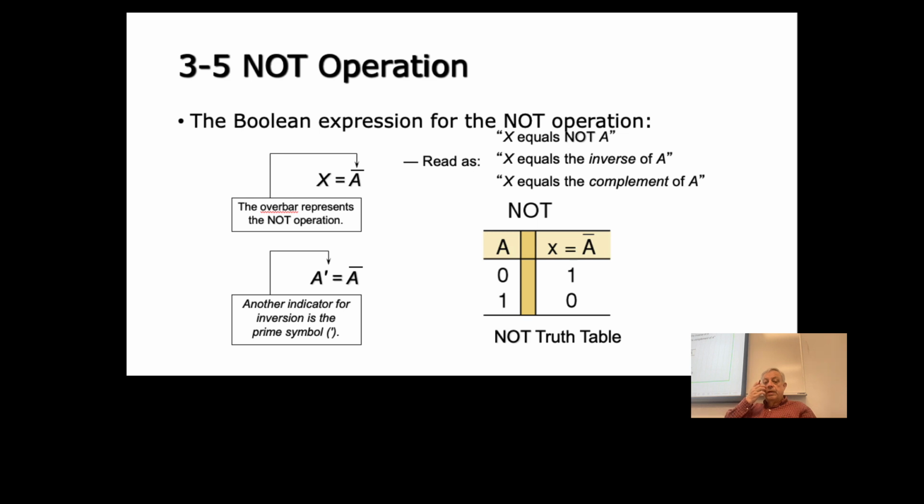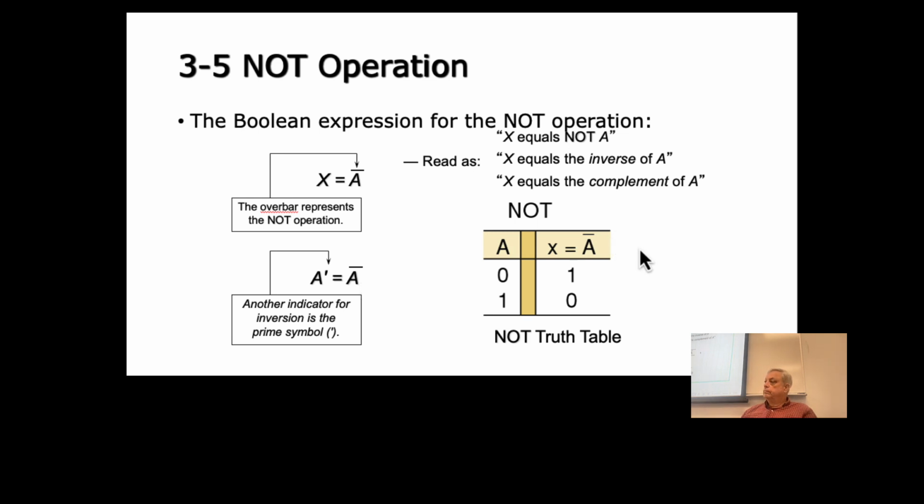Next operation we looked at is the NOT operation. I can do it either with a bar over the top, that's X equals not A. Here I'm showing an equivalence that if I use an apostrophe, A apostrophe is the same as A with a bar over it. And you saw all semester that you couldn't predict for certain what symbol I was going to use because I moved back and forth. And you can too.